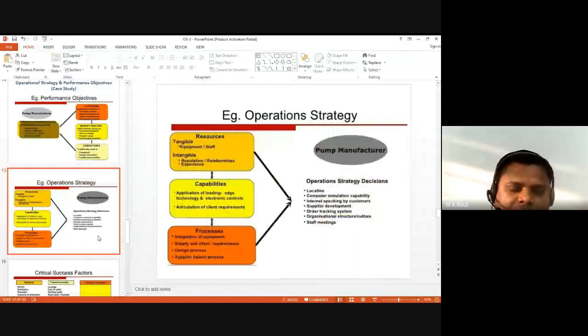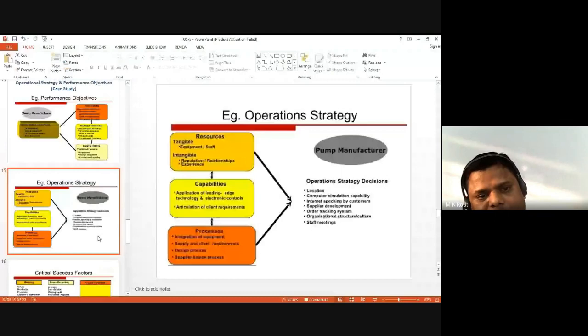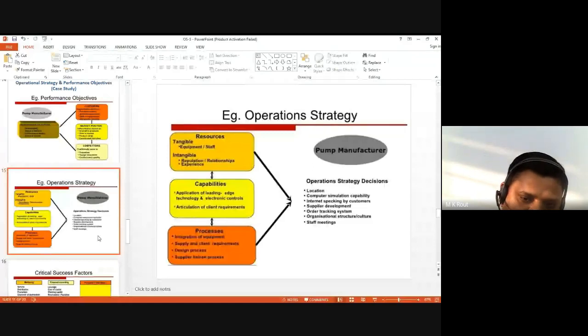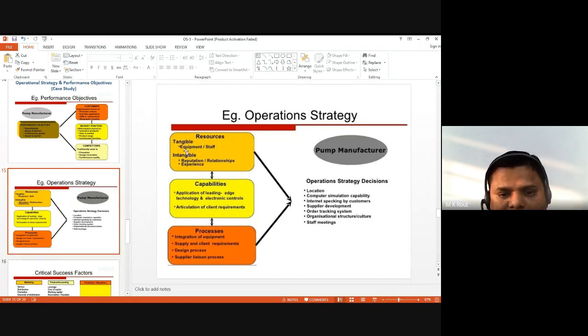The next part is operation strategy. As I told in the previous slide, we have already covered the performance side, and this slide will cover operation strategy. For taking decisions related to operation strategy, first you have to go for your operation resources. In case of operation resources, we have tangible and intangible resources. For example, in case of tangible, equipment and staff are required.